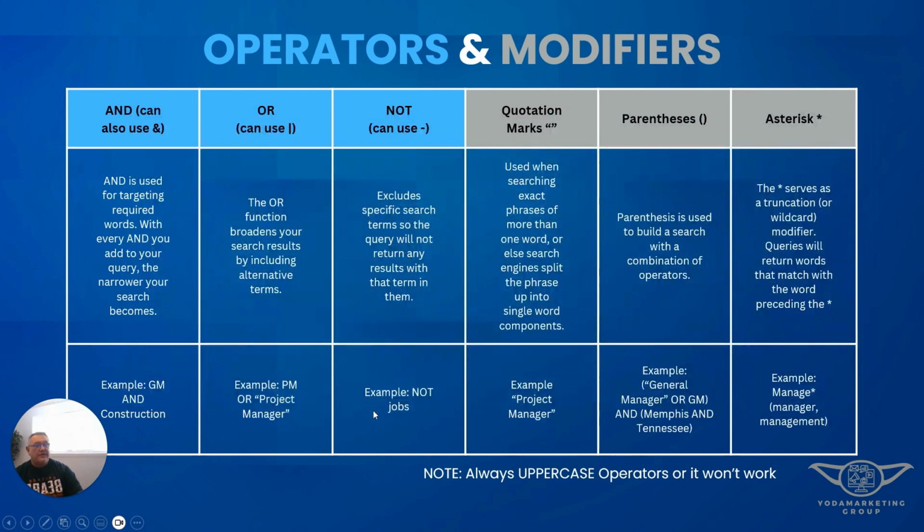And that will exclude things like jobs. If you do a search, I don't want the job listings, I want the candidates, so I exclude jobs. Quotation marks, pretty self-explanatory. So this will give you that exact phrase.